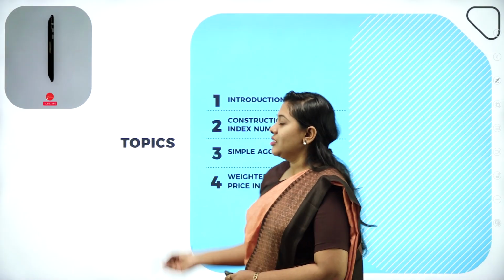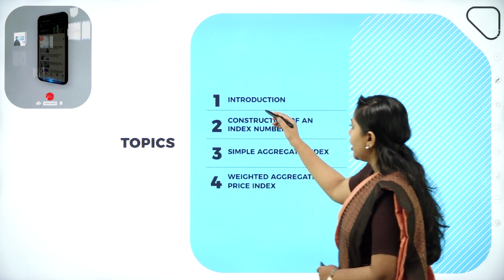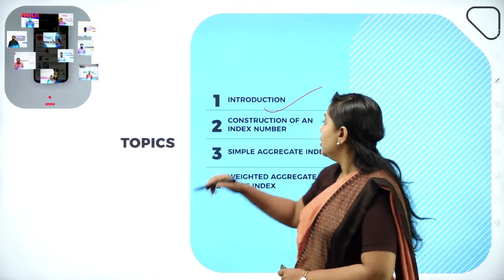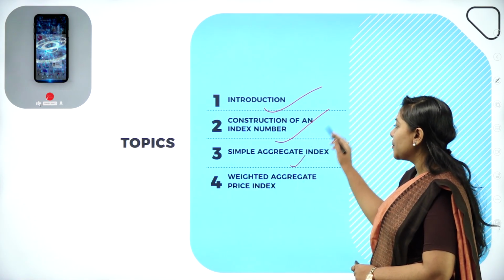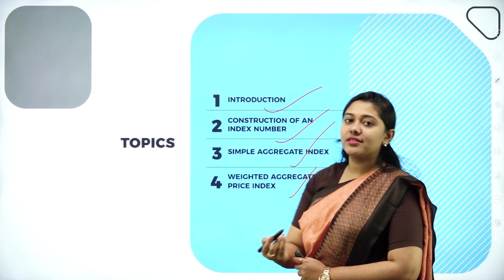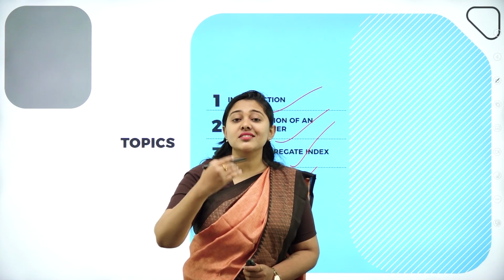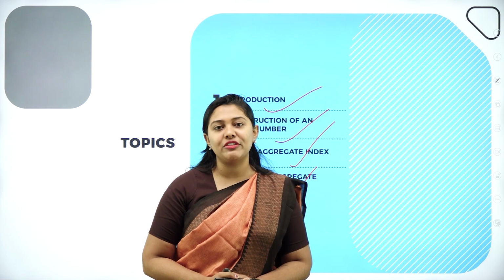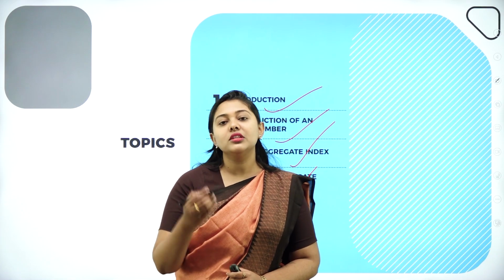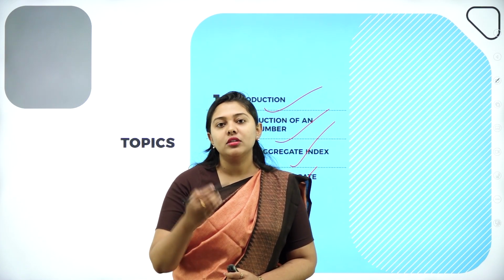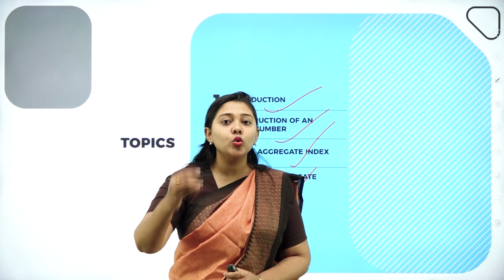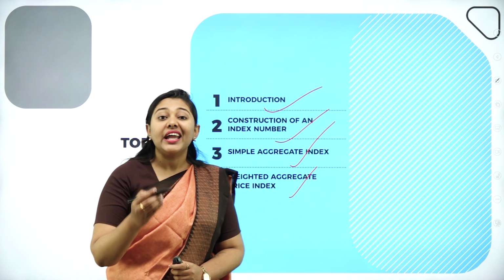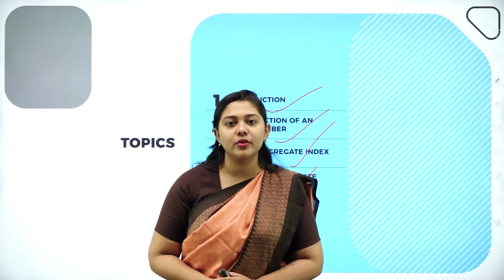Moving forward, the topics for today's discussion: introduction, what is index number, construction of an index number, simple aggregate index, weighted aggregate price index. So in the last chapter, we have discussed correlation, different techniques and measuring tools of correlation. So that is your scatter diagram, Karl Pearson's coefficient of correlation, Spearman's rank correlation. So we have discussed all the problems based on correlation, and in today's class you will be able to understand about your index number. So what is this index number all about?